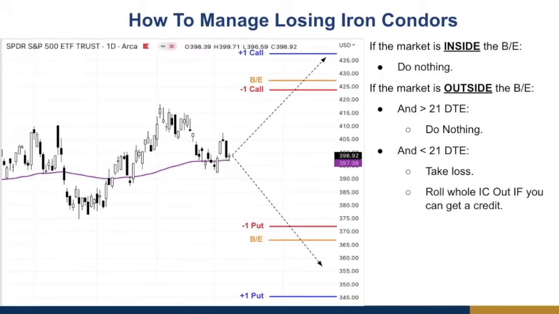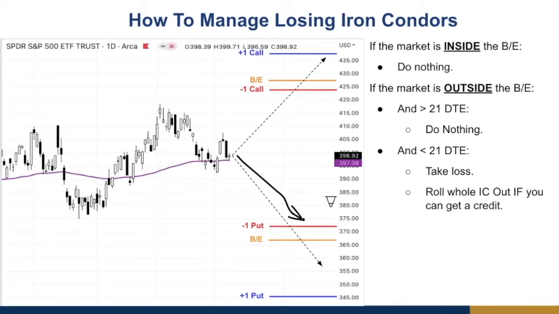Now, the next option is if you want to fight it back, which means you do not want to take a loss. There's nothing wrong with that. By the way, if you think the market may come back, you can hold on to it as well. So what you can do is roll out the whole iron condor if you can get a credit. For example, let's say the market trades somewhere around here and it's still inside your strikes, but it's already past 21 days.